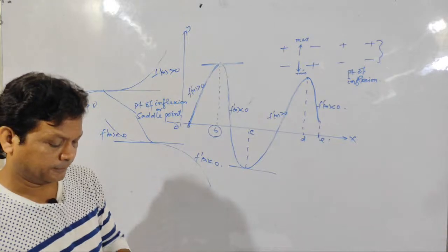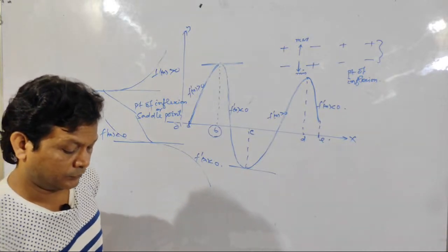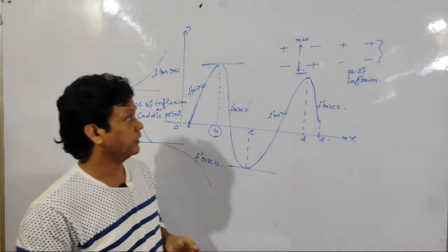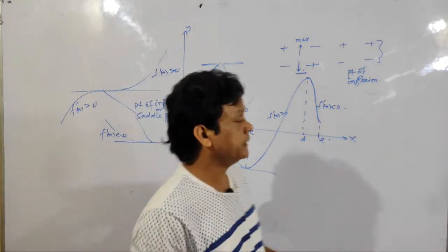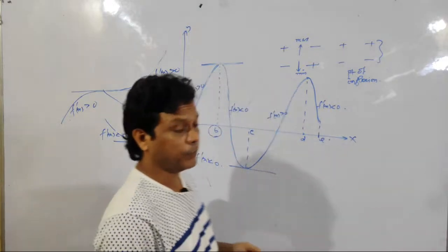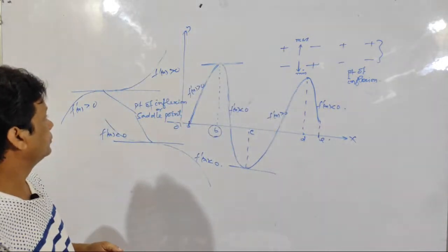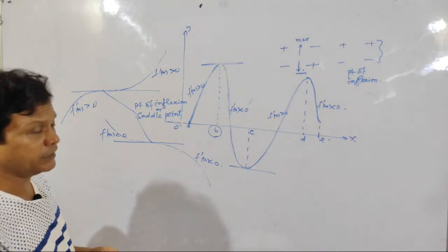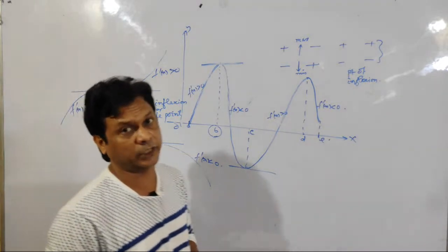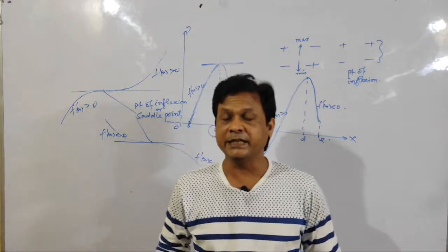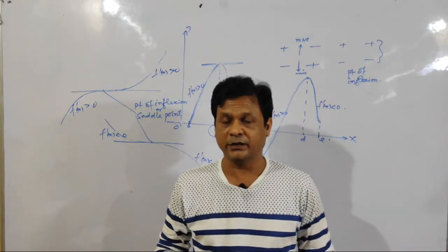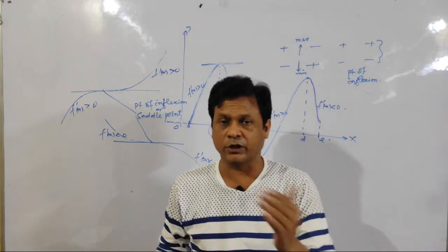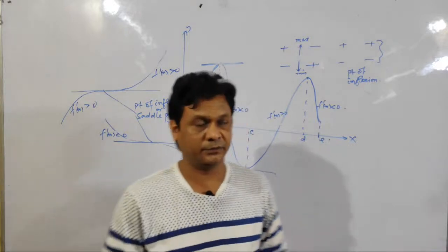Then see here. And see, what is the point of inflection? What is the definition of point of inflection? It is the point where the curve changes from concavity to convexity or convexity to concavity.